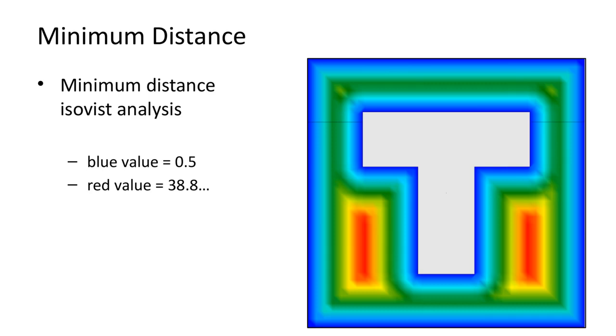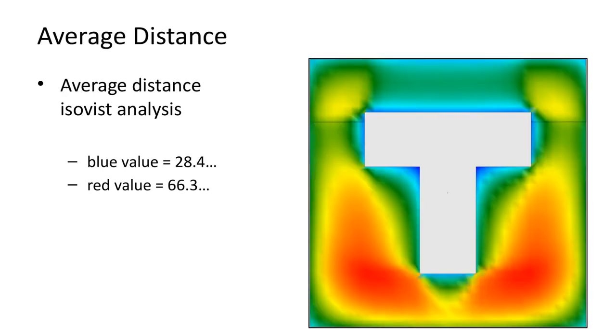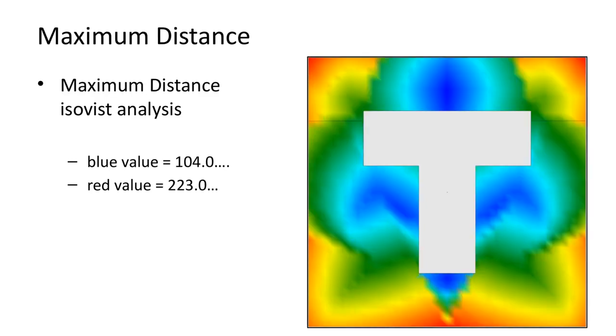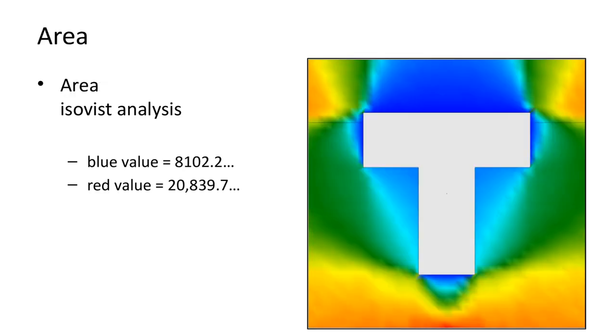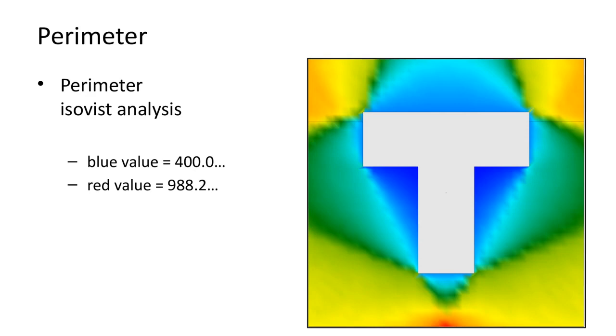Minimum distance Isovist analysis. Average distance Isovist analysis. Maximum distance Isovist analysis. Area Isovist analysis. This calculates the area of the Isovist. Perimeter Isovist analysis. This calculates the length of the perimeter.